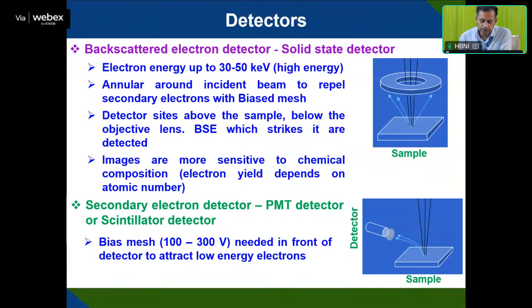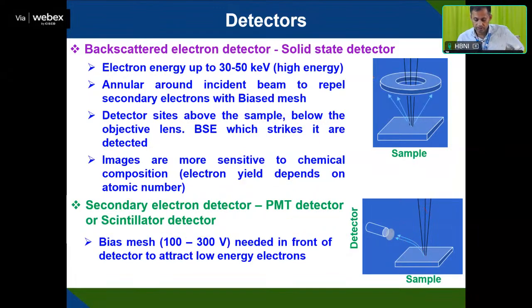And images are more sensitive to chemical composition; electron yield depends on atomic number. For a higher Z atomic number, penetration will be low, so the backscatter electron probability is much higher. Another detector is the secondary electron detector, which mostly uses a PMT or scintillator detector. Here a bias mass is needed in front. You can see the electron beam falling here and migrating in an angular path, and then the detector is here.